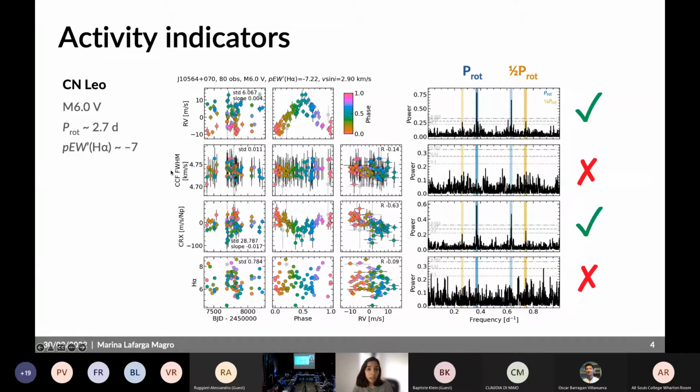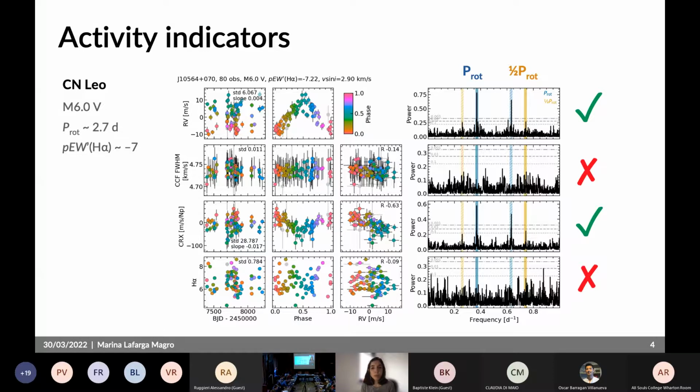Another star, in this case, is CN Leo. It's a medium dwarf, also quite active, like YZ CMi. And in this case, I'm showing you the velocities, the full width at half maximum of the CCF, the chromatic index, and the H-alpha line. And for this star, things look a bit different. Only the velocities and the chromatic index show a very significant peak at the stellar rotation period of the star, but none of the other indicators show anything significant. So that was our motivation for the results that I'm going to show you.